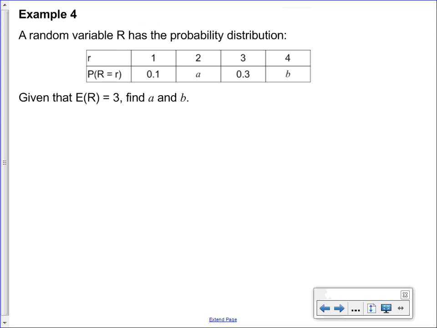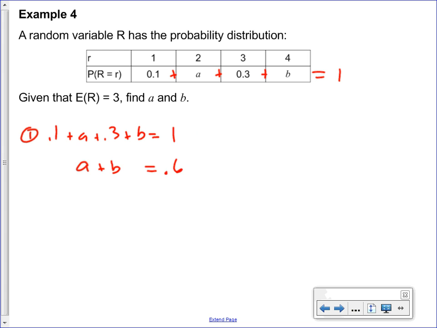Here's one of the equations, right? Since we know that all the probabilities have to add up to 1, you just have to add all these together. Your first equation would be 0.1 plus A plus 0.3 plus B equals 1. So A plus B equals 0.6. Yeah, that's one equation.